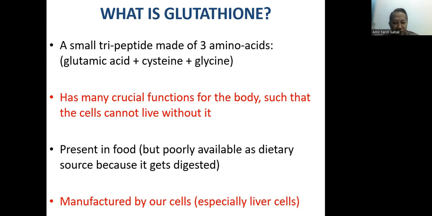It is present in food because plants and animals also require glutathione to stay alive. But the glutathione in food is poorly available as a dietary source because it is unstable and gets easily digested. And this glutathione, because it is so important, is manufactured by our cells, especially our liver cells, to ensure that our organs can remain healthy, because glutathione has many important functions.